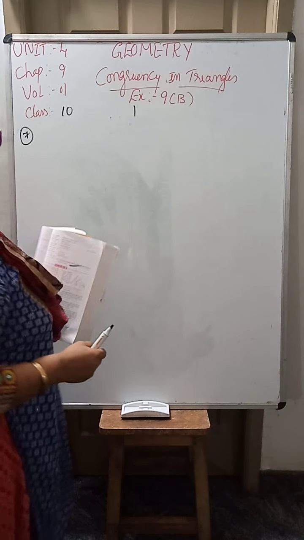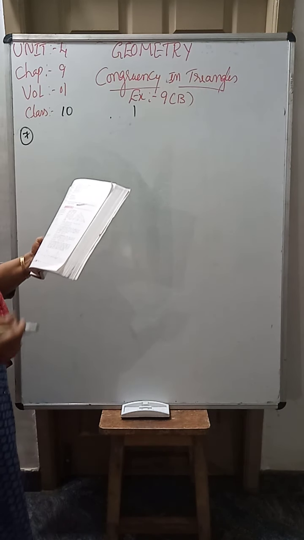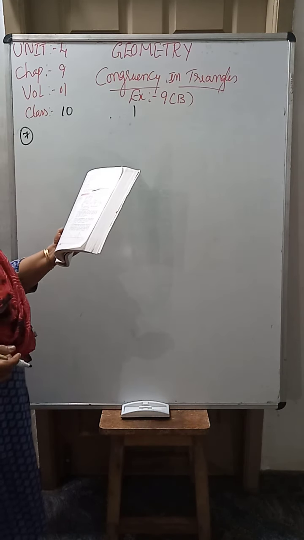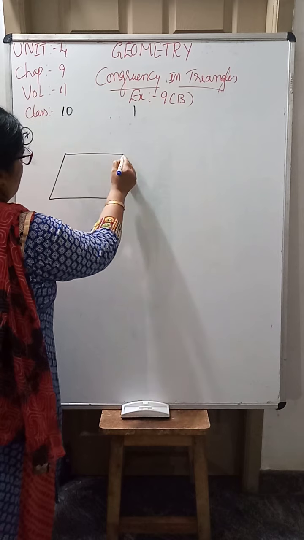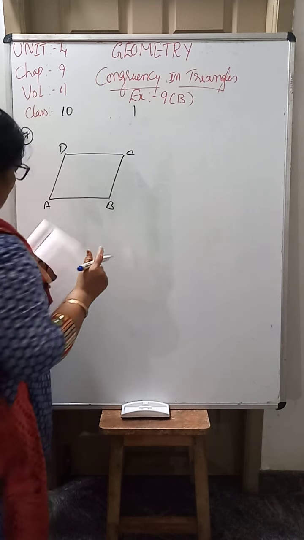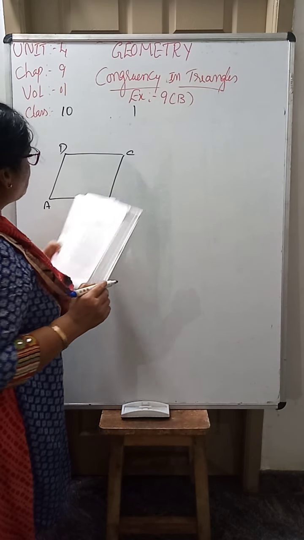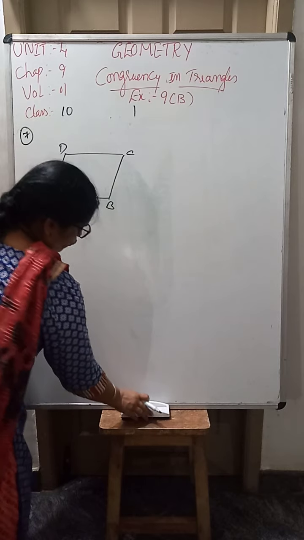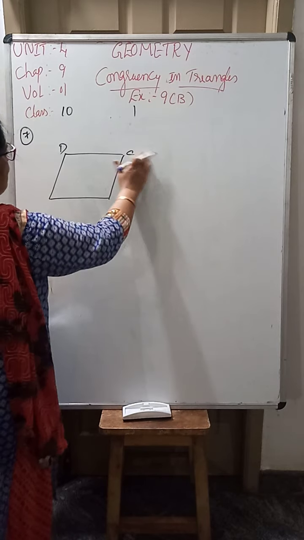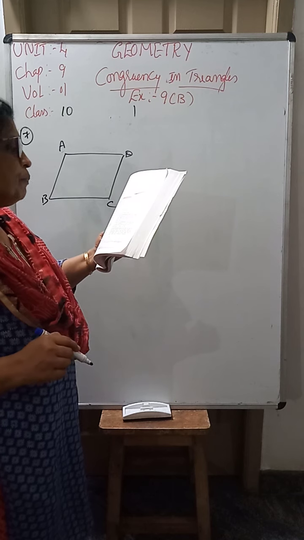Children, now let us be with the class 10 of the volume 1, and I have selected the 7th problem. The 7th problem says that ABCD is a parallelogram. The angles A and C are obtuse angles. So let us take this in this way. ABCD is a parallelogram.